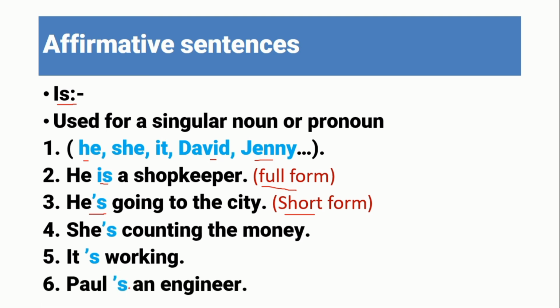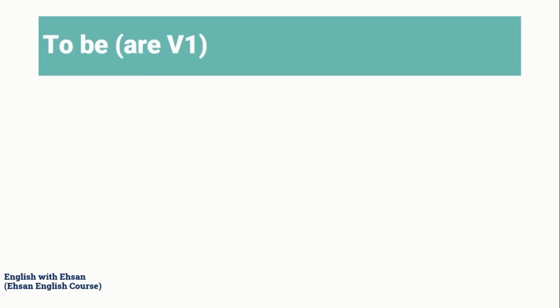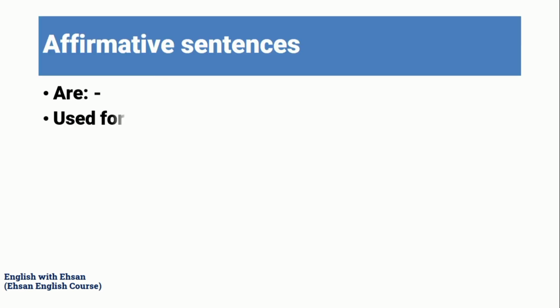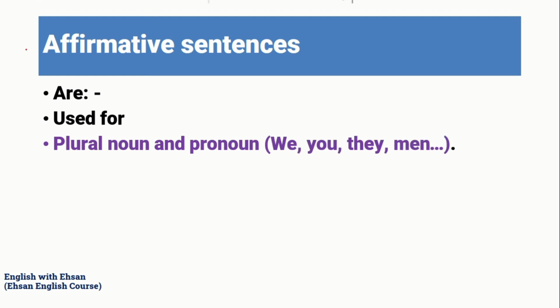Paul is an engineer. All these subjects are single subjects and we made sentences for them. And here we have "are." We use "are" for plural. Affirmative sentences with "are" are used for plural nouns and pronouns like we, you, they, men, or women. And like this, for more than one person or more than one thing, we use "are."